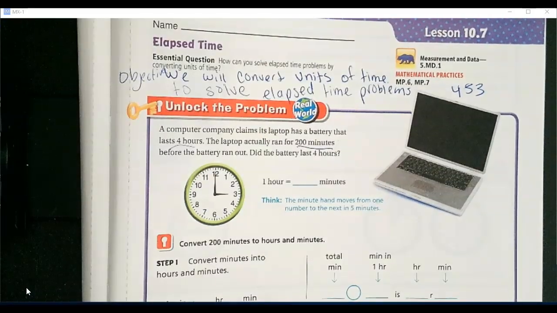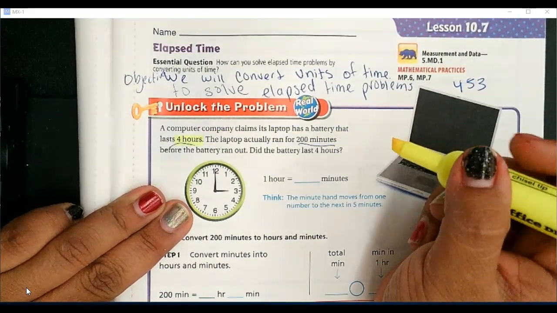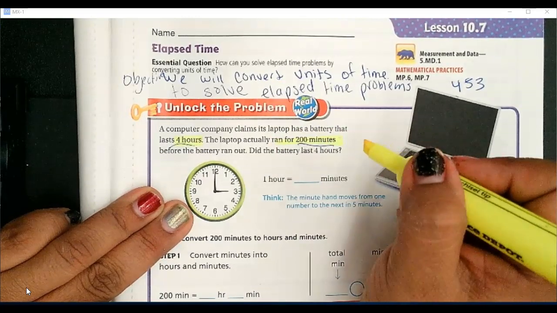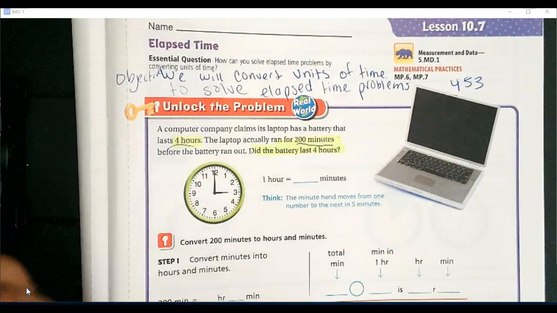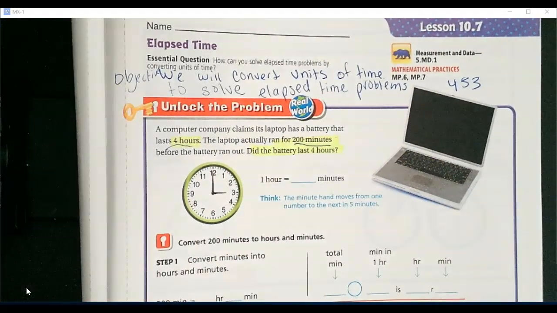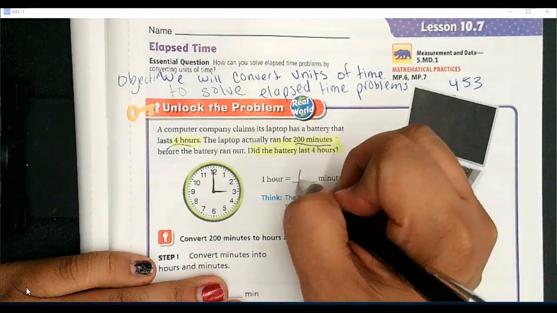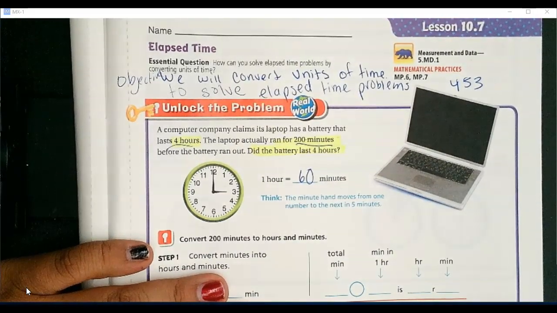So I read the problem. I need to highlight that they claim it will last 4 hours and it ran for 200 minutes. And now we want to answer the question, did the battery last 4 hours? That's the question we're trying to answer. So, first of all, we need to remember that 1 hour is equivalent to 60 minutes, right? There are 60 minutes in 1 hour.